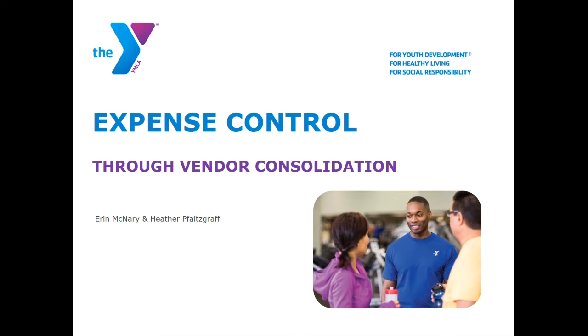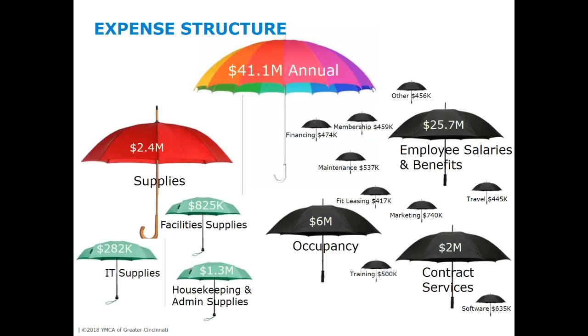It certified Heather and Aaron as Six Sigma Green Belts through Xavier University. This project's topic is expense reduction through vendor consolidation. In order to understand the project scope, we must first understand the nature of our annual budget.